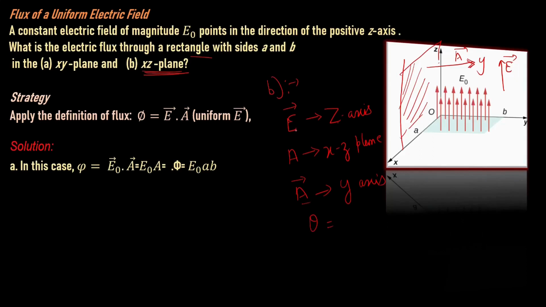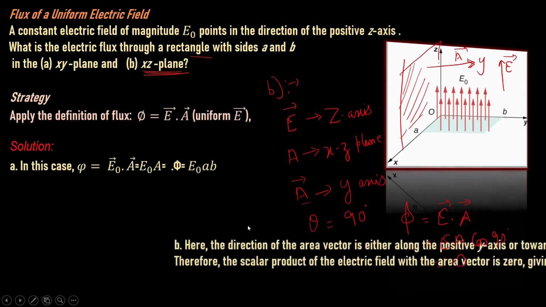First, we have looked for the direction of the electric field vector. We have checked the direction of the area vector. Now we have to go for the angle between them, and this time the angle between them comes out to be 90 degrees. So if we put it in the flux equation, E dot area vector, and open it up, we get EA cos 90 degrees, and cos 90 degrees is 0. So in this situation, the flux comes out to be 0.